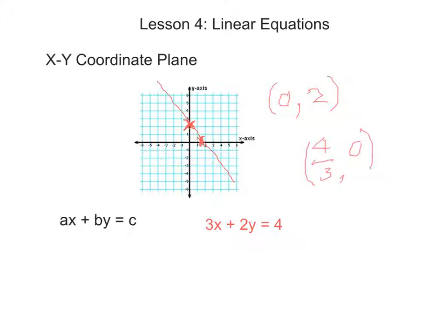Where it crosses the x-axis is referred to as the x-intercept. It's where y is equal to 0. So the x-intercept is where y is equal to 0. Obviously, where it crosses the y-axis is going to be the y-intercept, and that's where x is equal to 0. So the coordinates of the y-intercept are 0, 2. The coordinates of the x-intercept are 4/3, 0. Okay? So intercepts, we need to understand what their definitions are.